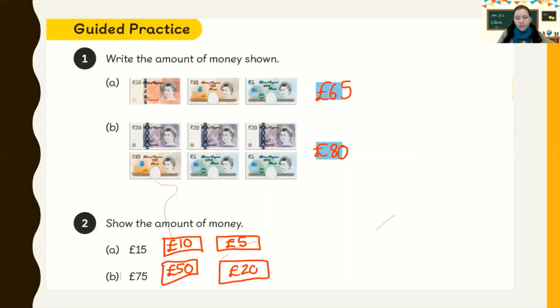Okay, so we're on 70, we need 75. What more do I need? That's right, 5 pounds.